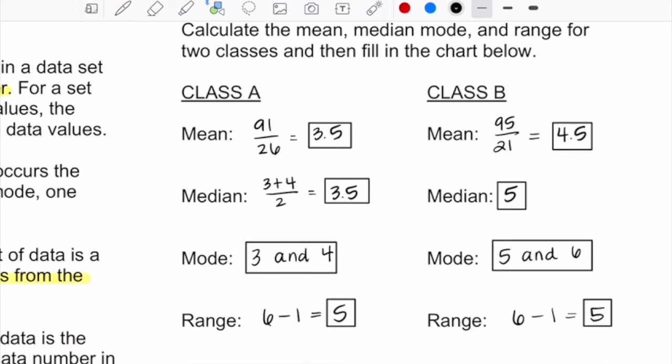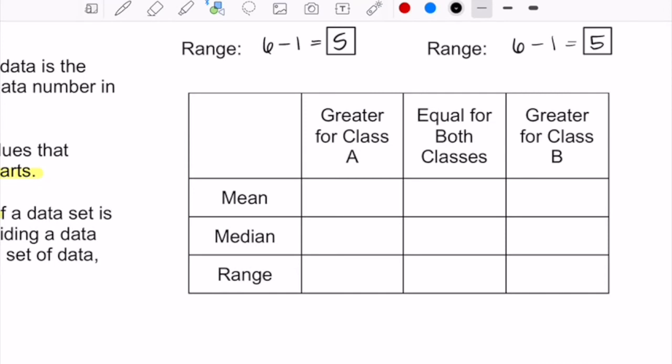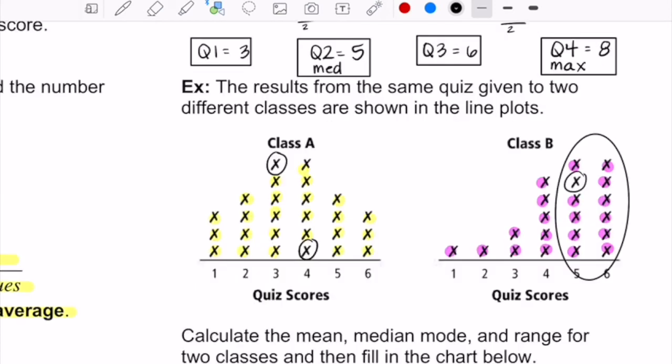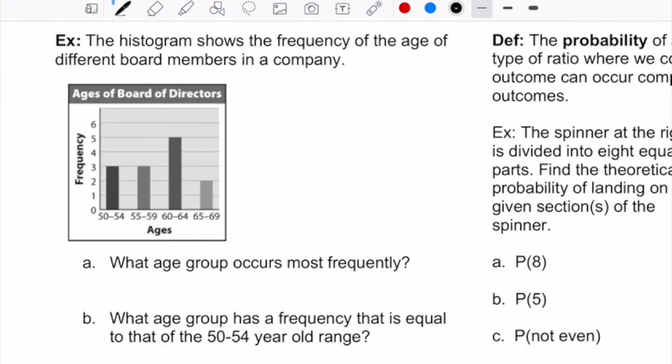The last part of this question asks me to compare the mean, median, and range for class A and class B, and to say which one is greater, or in the case that they're equal, to say that they're both equal. And so I'm going to put markings on the chart to indicate the answer to the question. Comparing my answers, the mean is greater for class B, the median is also greater for class B, and the range for both of them is equal. So those higher numbers that are here on the right-hand side for class B pull both the mean and the median higher.